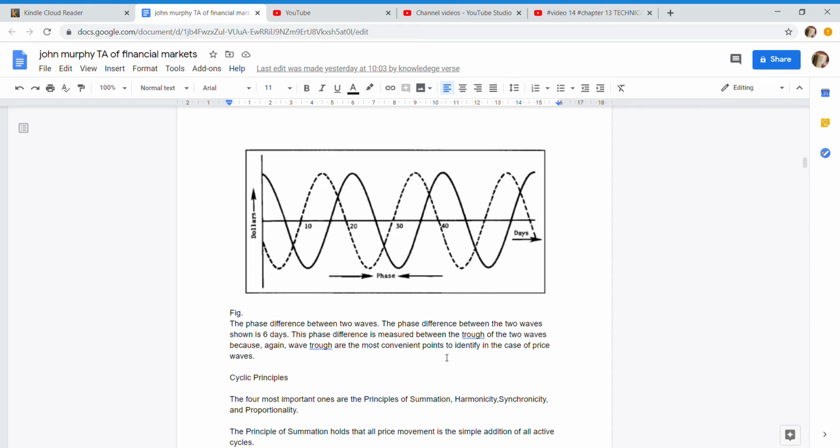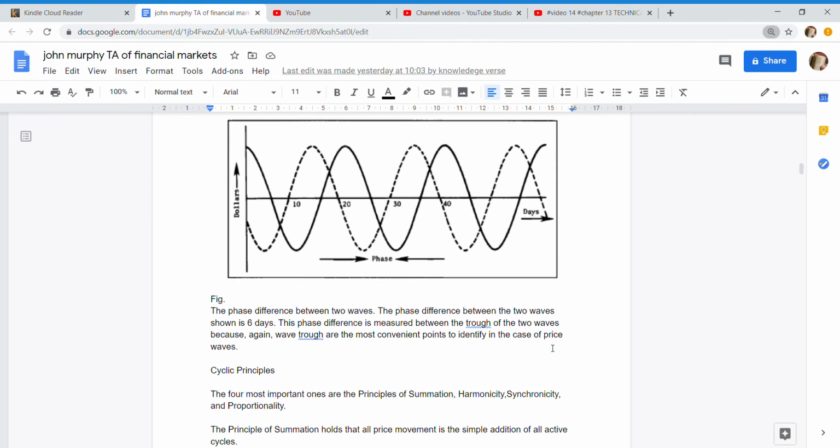Figure: The phase difference between two waves. The phase difference between the two waves shown is 6 days. This phase difference is measured between the troughs of the two waves because, again, wave troughs are the most convenient points to identify in the case of price waves.